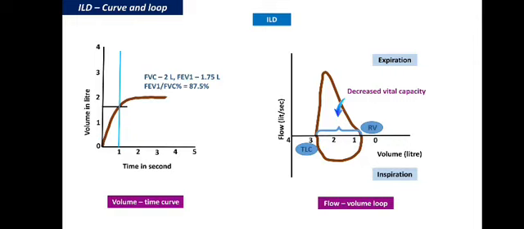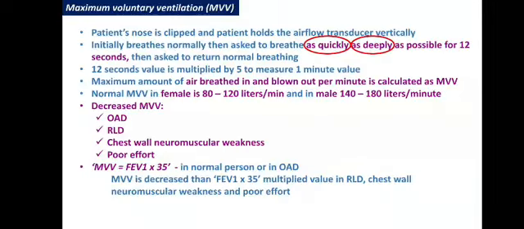On the right side we see the volume loop. The loop is almost the same as the normal loop, but the size has been reduced. This is due to decreased vital capacity. So it is the miniature of the normal curve.